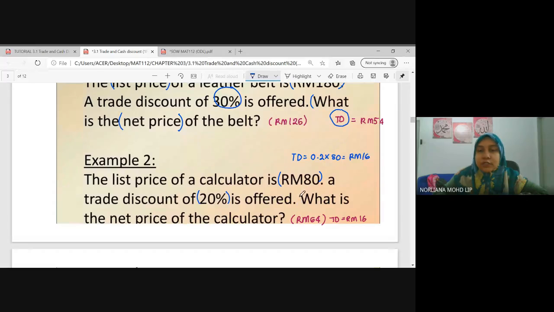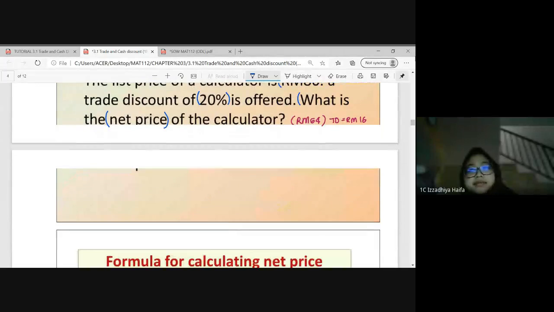And the question is, what is the net price? NP is the price after deducting trade discount. So LP, list price, minus trade discount. The list price is RM80 minus RM16. So we get the amount of net price is RM64. Okay. Ni diskaun ni biasa. Okay, ada soalan? Ni the simple calculation. Tak ada. Okay.